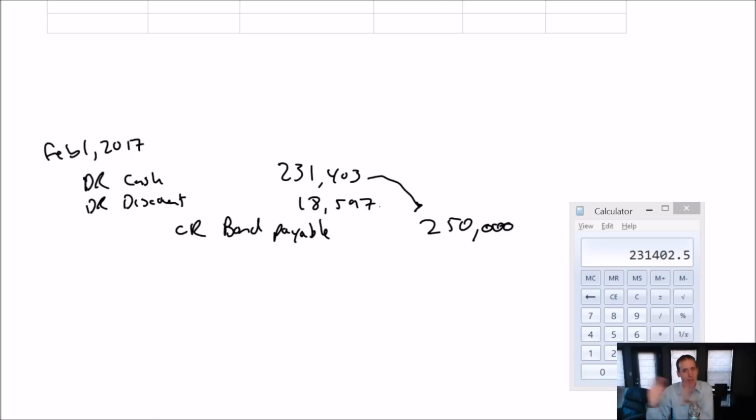We don't wait till the very end, however many years from now when we pay it back. We recognize it as interest slowly over time. Your instructor might be teaching you a straight line way of doing this. That way is not recommended by any accounting standards. The way I'm teaching here is called the effective interest method, and this is the standard way of bringing this discount into interest expense.